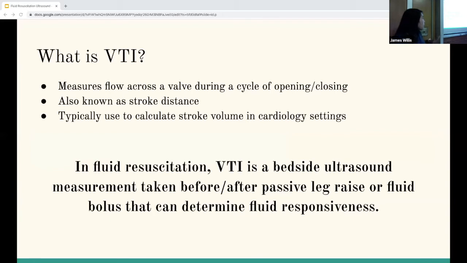We don't really care about that in the fluid resuscitation setting. We just want to see how it changes before and after a fluid bolus so that we can figure out if someone is fluid responsive. So if you care about all the cardiology stuff, you can get into that. But for the purpose of this lecture, we're only going to talk about this application to fluid responsiveness.